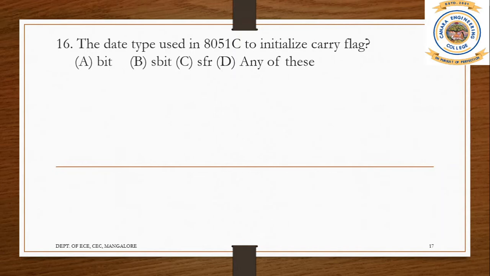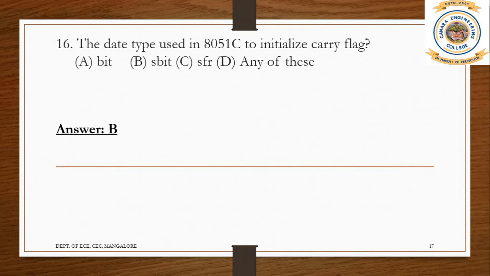The data type used in 8051C. My next set of questions is based on C programming in 8051, or we call it 8051C. The question is which data type can be used to initialize carry flag in 8051C. For this you should know all the available data types of 8051C. In this question, you have bit, sbit and sfr. So you should be very careful while choosing the answer. Here the answer will be B, that is sbit.